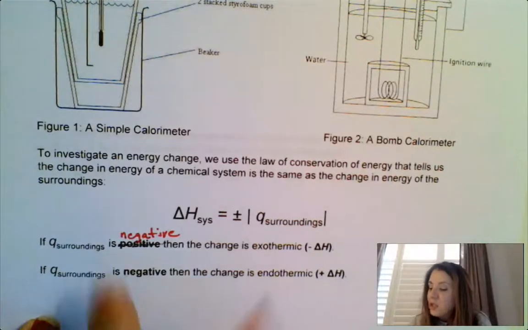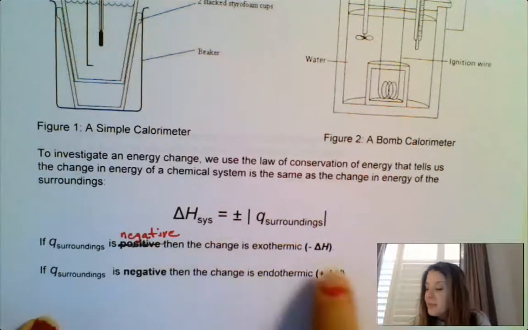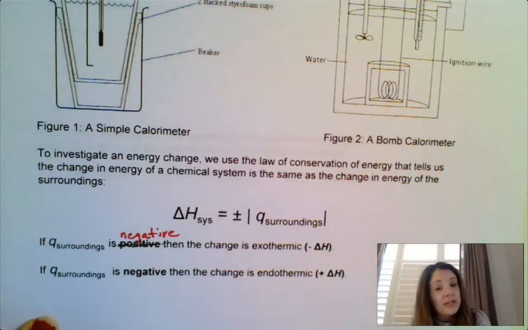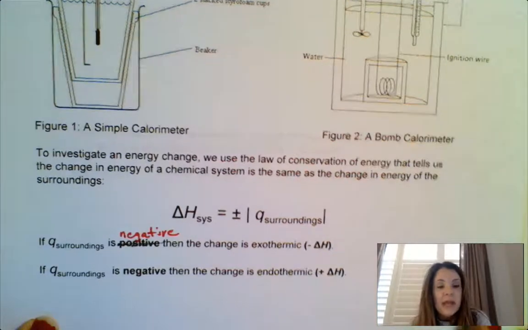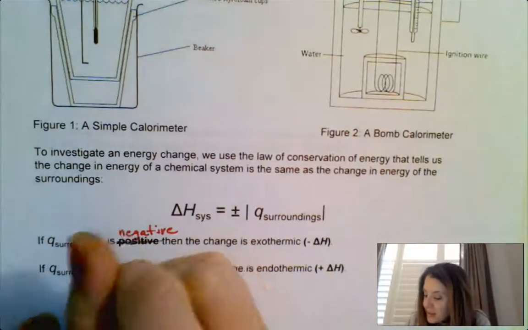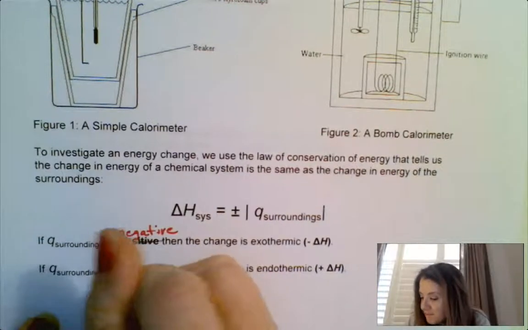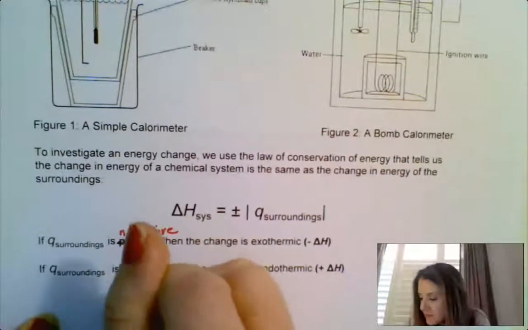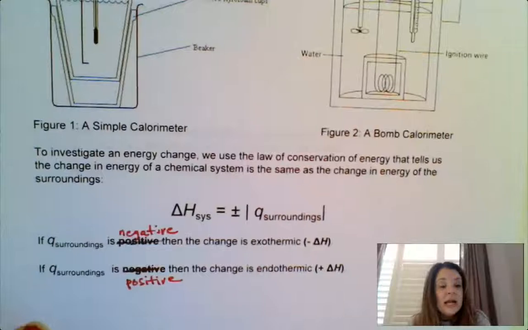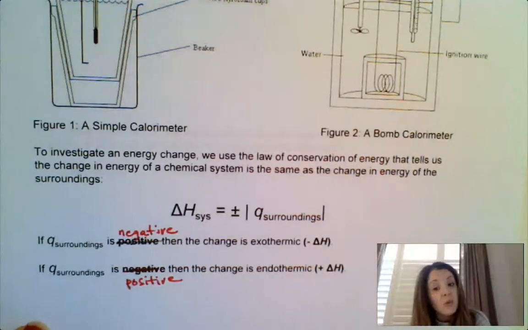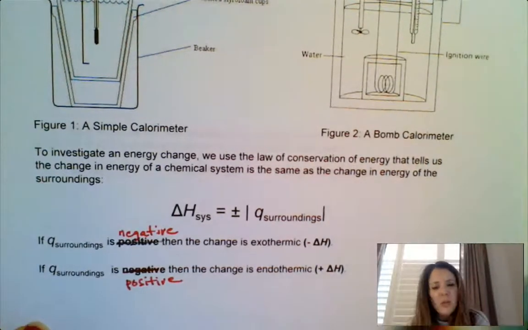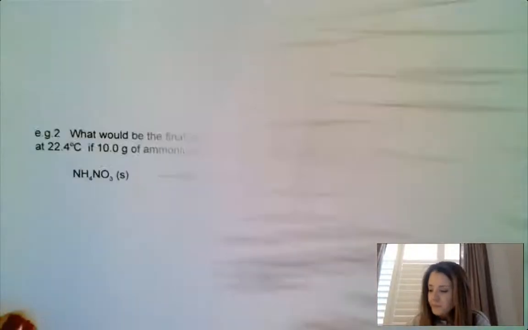In this case, your Q would be a negative value, and something else that we're going to learn about today, your delta H will also be negative. If the Q of the surroundings is positive, meaning the heat calculation results in a positive value, then we say that the change is endothermic. And your delta H value will also be positive. Now, what does that delta H mean?